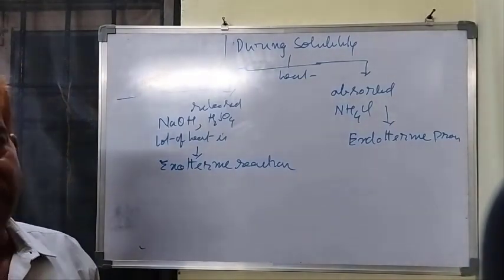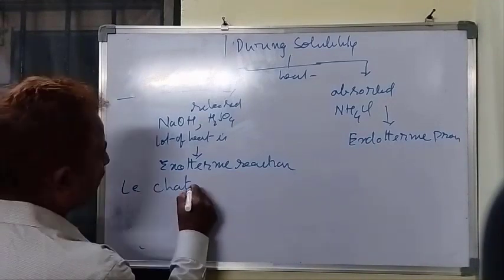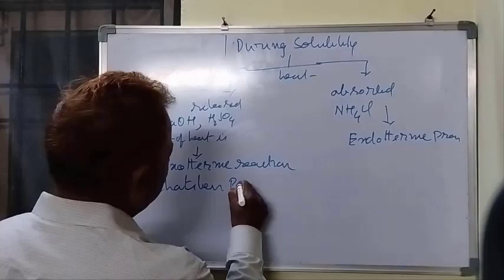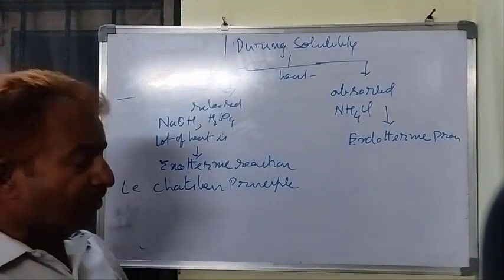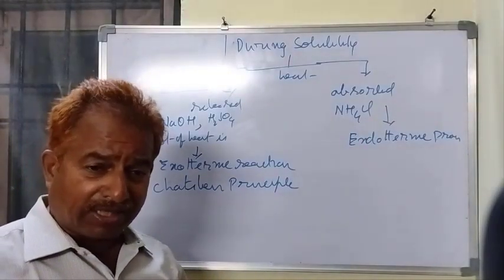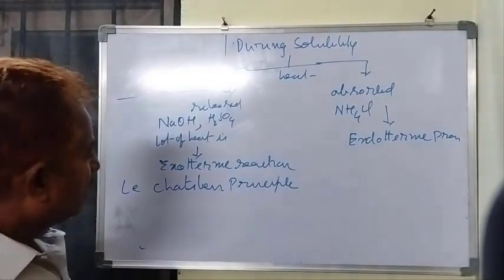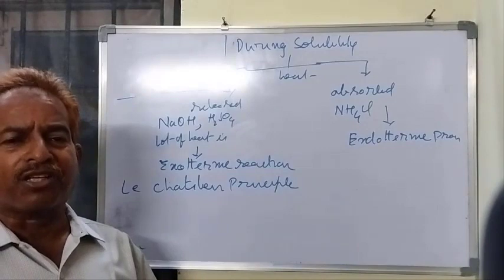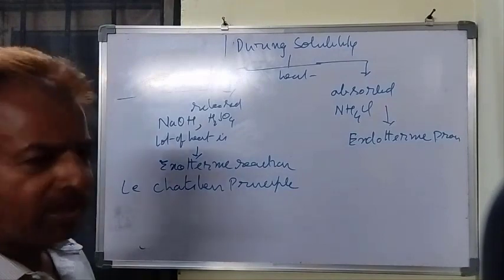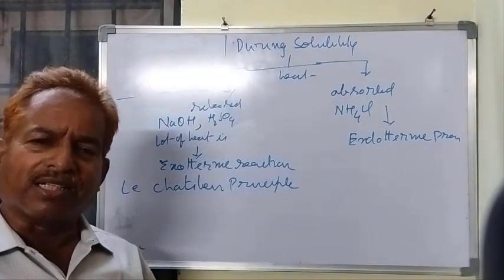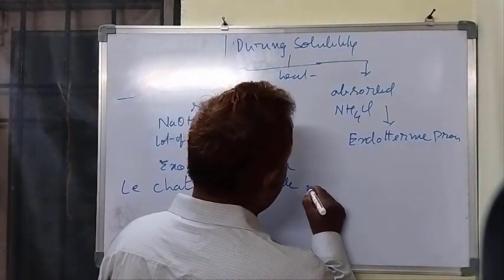Now, let us know if heat is applied. If the heat is applied, what will happen in both the cases? See, as per Le Chatelier principle, what does the Le Chatelier principle state? During a chemical reaction, if any factors like temperature, pressure, etc. are applied, then the equilibrium state shifts in such a direction that the effect of the factors provided is nullified. That means the effect is not shown.